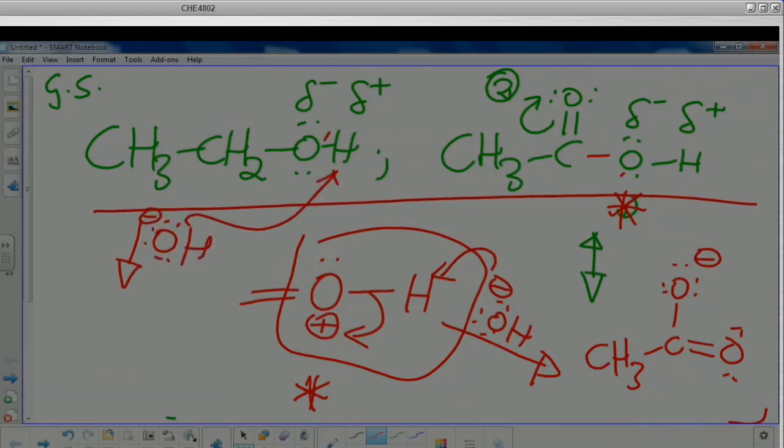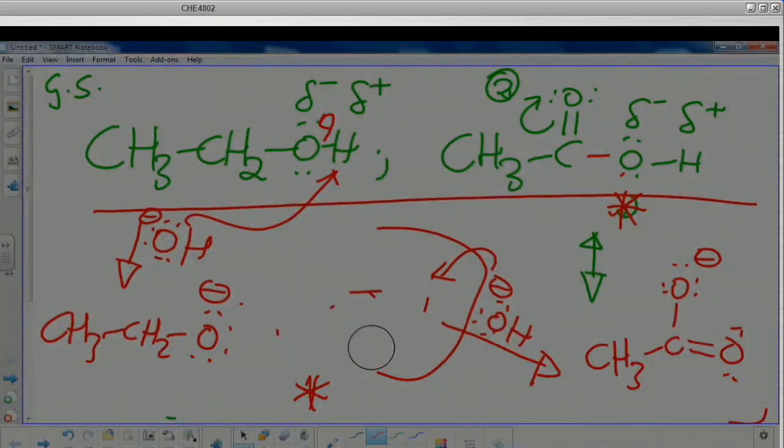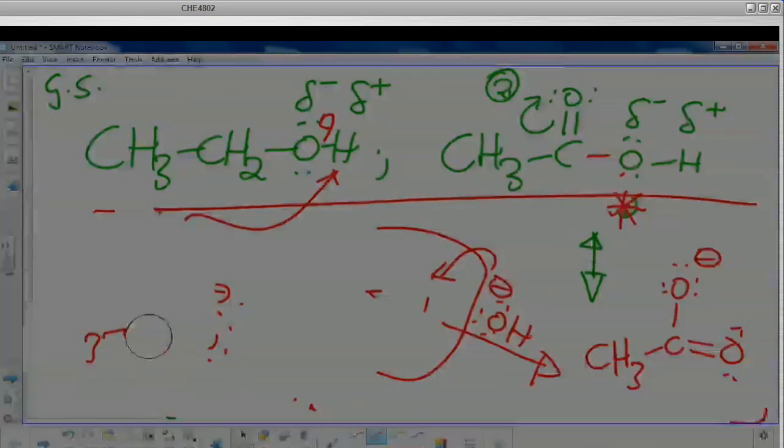So if you put a base, it will abstract this hydrogen. Then you're going to have CH3CH2O negative. This is destabilized. Let me tell you why I say destabilized. Remember, this is an electron donating group. Oxygen is already in noble gas configuration and negative. It doesn't need more electrons. It needs something that can reduce the electron density. So by donation, it makes this highly negative and highly reactive, so highly unstable.